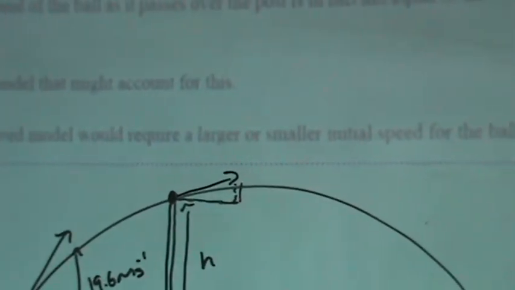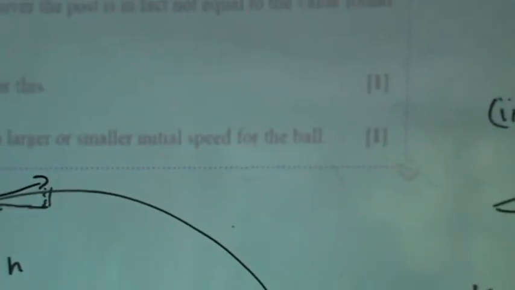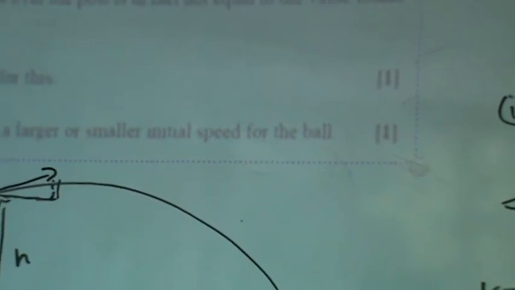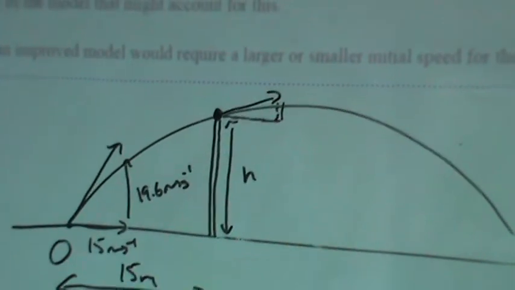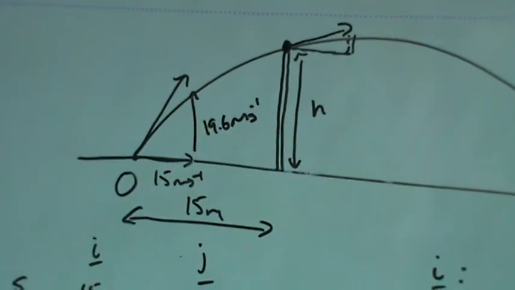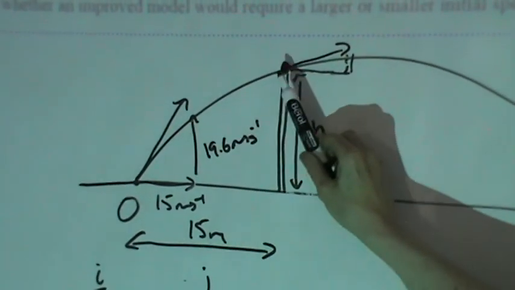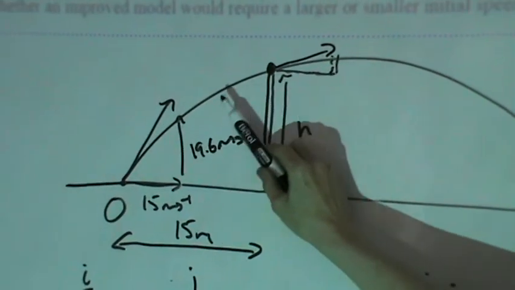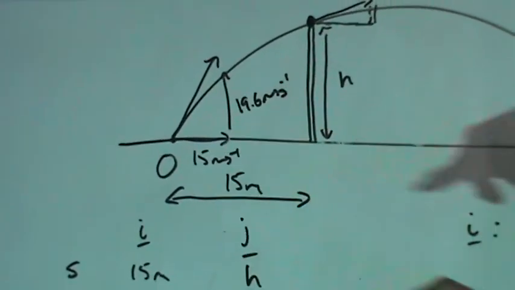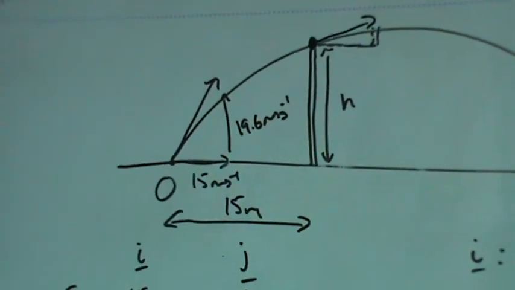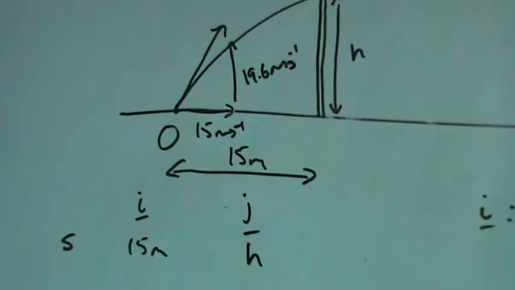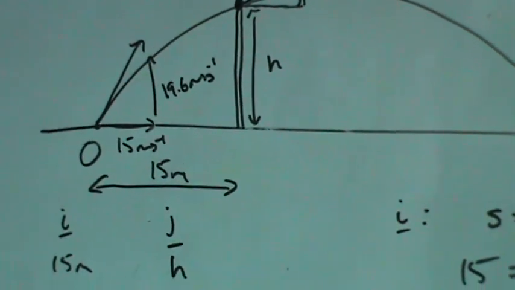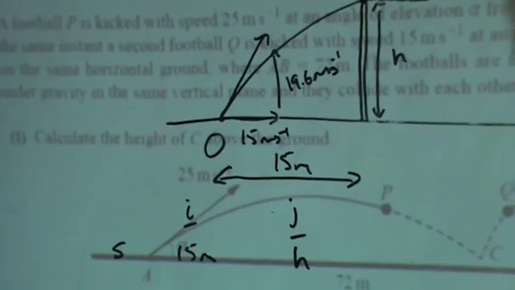And then explain whether an improved model would require a larger or smaller initial value for the speed of the ball. Okay, so if we have air resistance, that's going to be acting against the direction of motion, so it's going to slow us down. So if we want to still clear that wall, we're going to have to start off with a faster initial speed. Okay, so we need a larger initial speed so that we can deal with that air resistance and still get over the wall. Okay. Right.